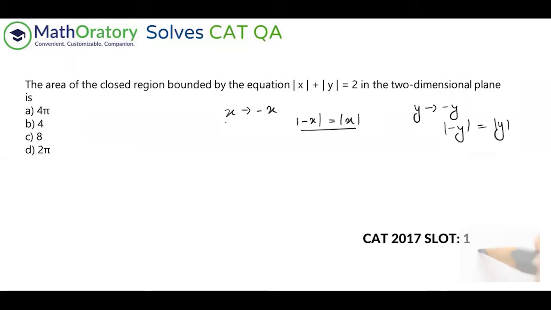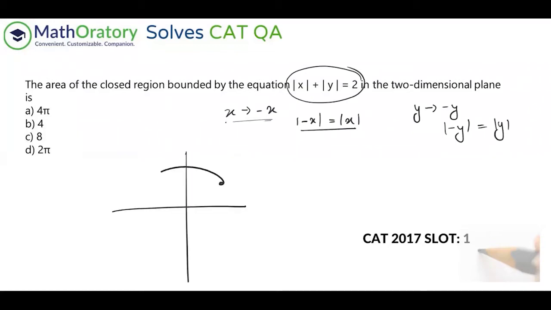What I mean to do by this is, whatever is the graph in the first quadrant, if you understand this, x to minus x will shift the graph from the first quadrant to the second quadrant, as well as from the fourth quadrant to the third quadrant, right? So whatever is the graph looking like in the first quadrant, it should be symmetric in the second quadrant. Similarly, whatever is in the fourth quadrant should be symmetric in the third quadrant.